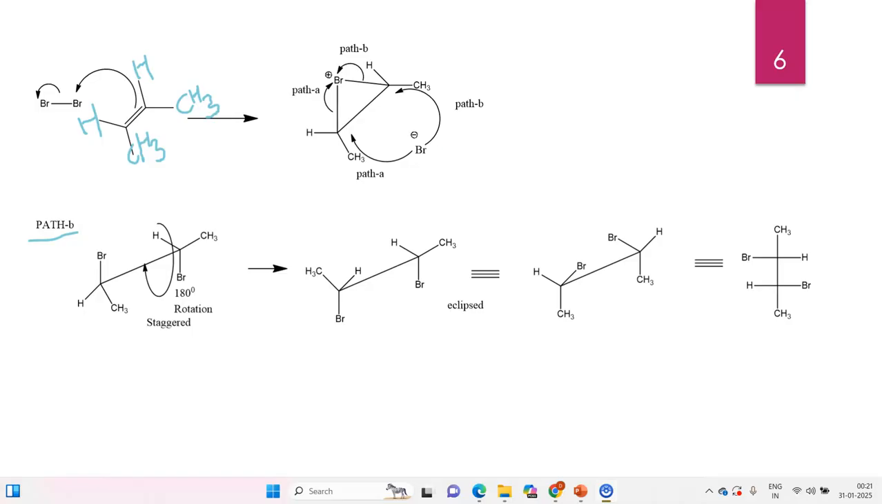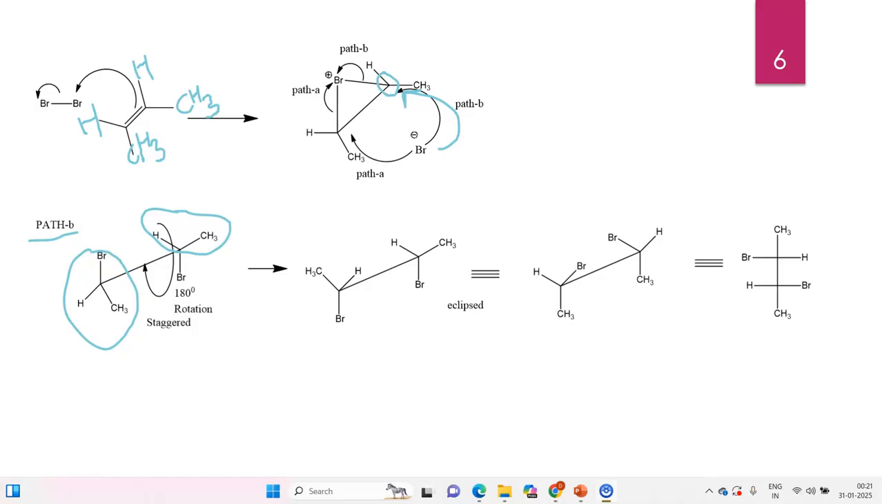So how does the ring get opened? This bromine will attack from the bottom, so at this carbon you get a regular one. Bromine is added from the bottom, then the ring gets opened from the top, so this bromine will be added from the top. So this becomes an inverted Y. Now the bromines are anti to each other, so this is the staggered form.